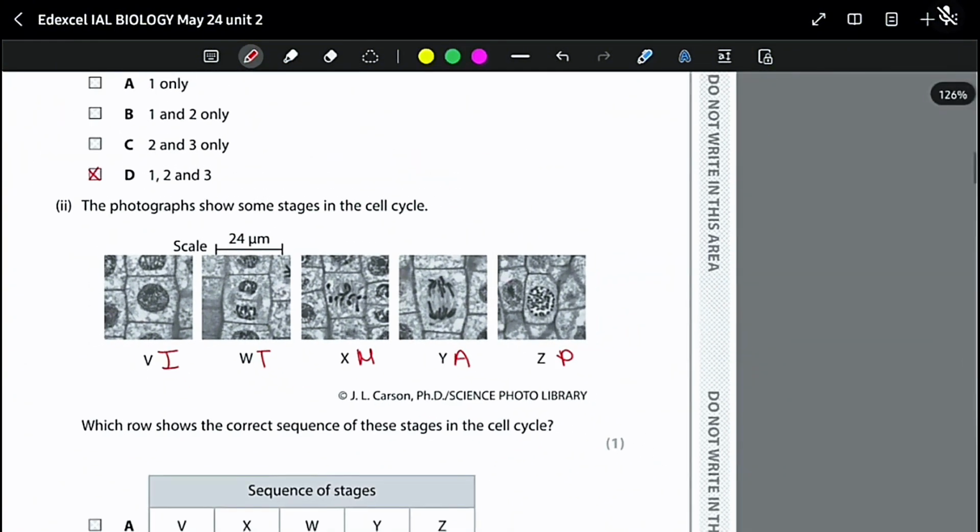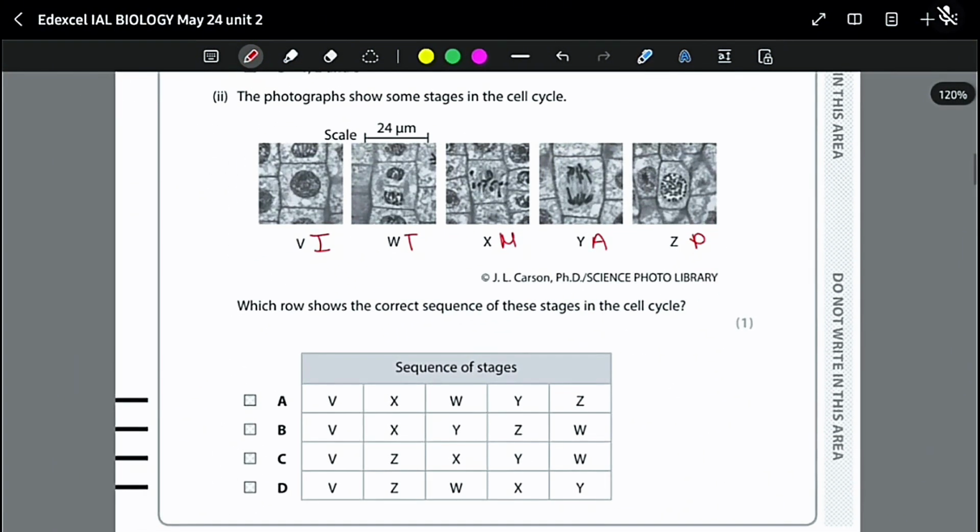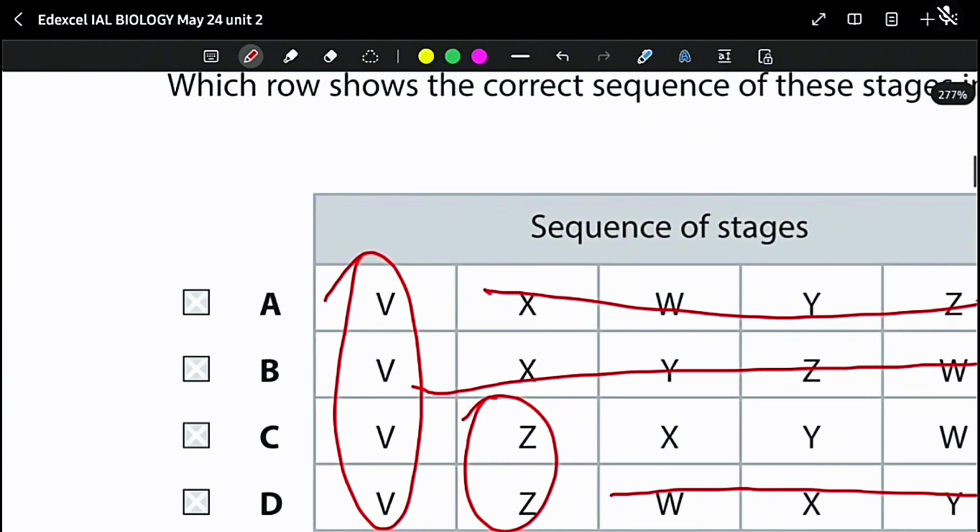So now, let's make the sequence. We know V should come first, okay? So all of these have V. Then we know Z has to come, prophase. So these two are crossed out. And then after Z, we know it's X, metaphase. So X comes in option C. So this is also crossed out. So the answer is C.